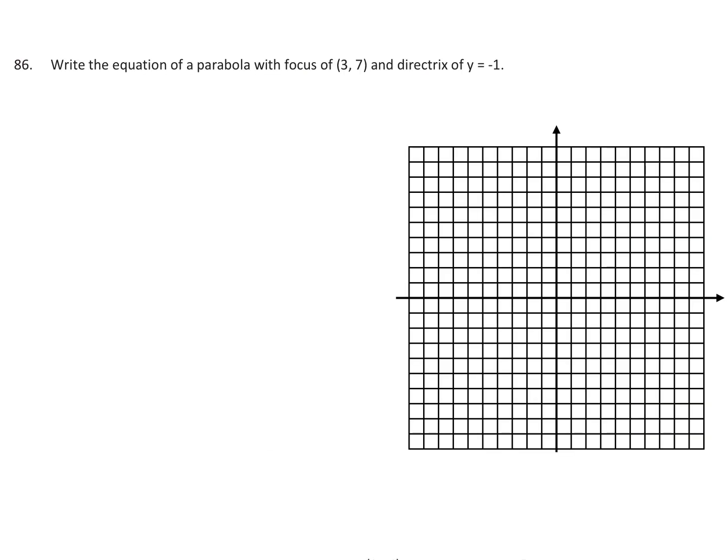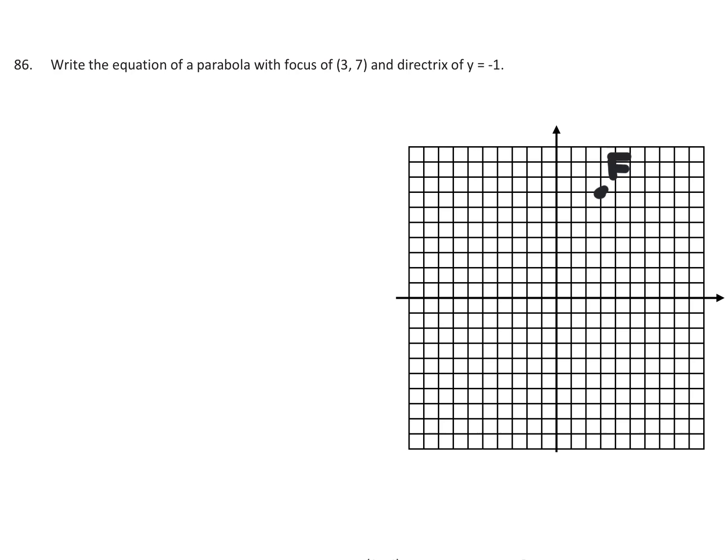All right, so number 86, it gives us a graph right here. So if you want to use the graph to help you out, you can. Some people like to, some people don't. I'm going to use the graph here. So it says write the equation of a parabola with a focus of (3, 7) and a directrix of y = -1. All right, so let's graph these. So if we have a focus at (3, 7), I'm going to go over 3 and up 7. 1, 2, 3, 4, 5, 6, 7. And I'm going to put a point right there. Okay, so I'm going to label it F for focus.